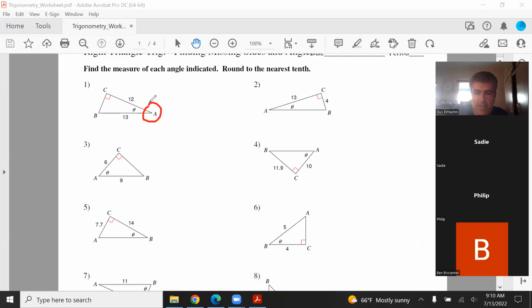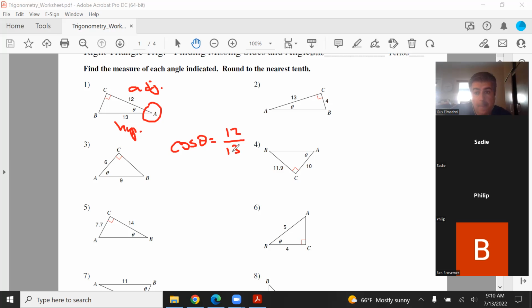Here I have theta, or angle A, because theta is located at angle A. 12 is clearly right next to angle A, and it's a leg. Remember, a leg is anything that forms a right angle. 13 is the hypotenuse because it's directly opposite the right angle. So you're going to say cosine theta equals 12 over 13.